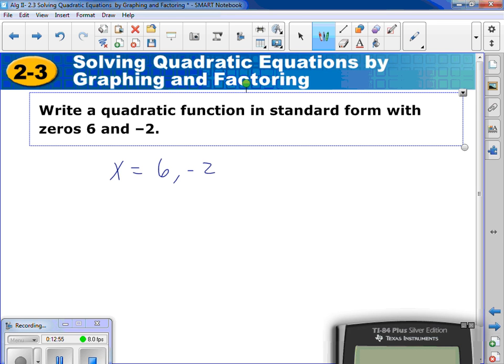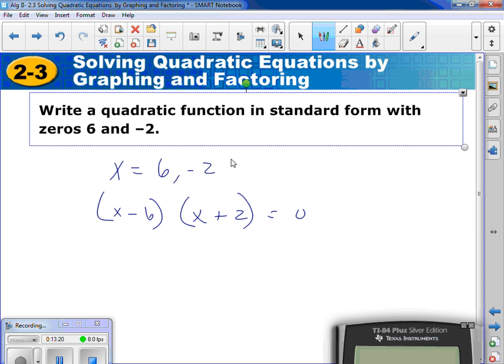The factors, the parentheses. How would I write the parentheses? X and 6 I like, and x and 2 I like. How did we go from here to here? X minus 6, x plus 2. Why'd you do that? You always switch them. You do the opposite of what's in the parentheses.